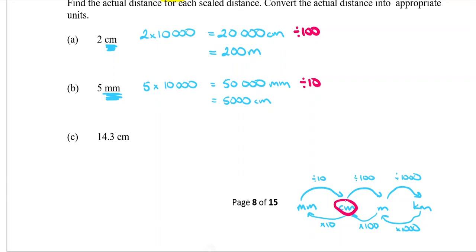That's still a lot of centimetres. Let's change it again. So let's go down another one. Let's divide by 100, which would take off 2 more zeros, and that would be 50 metres. So you keep dividing down, but don't go into anything less than 1.